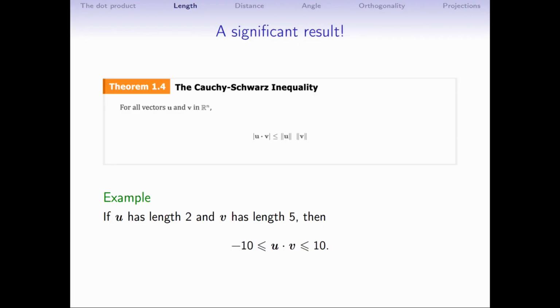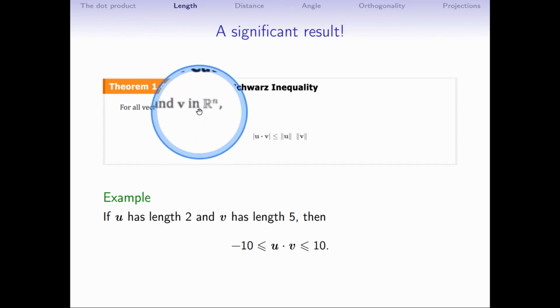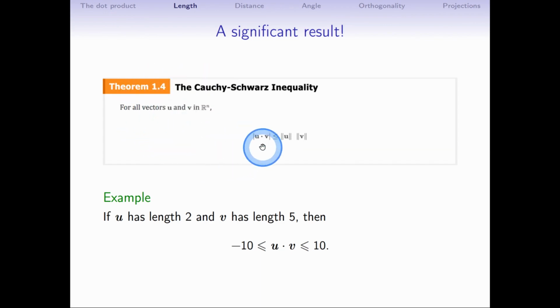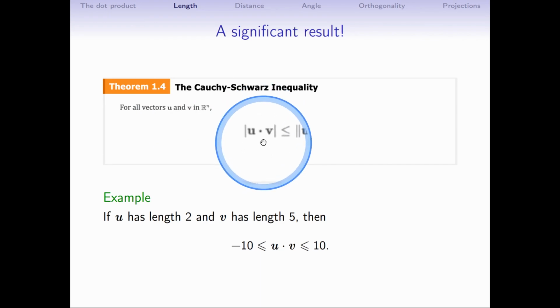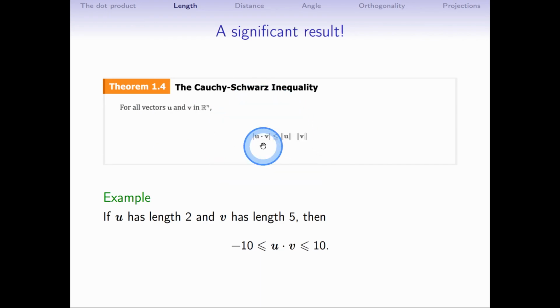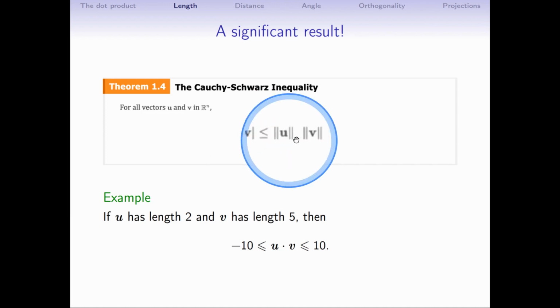Now our next result is one of the most celebrated results in mathematics, and you'll see it showing up in lots of different math courses that you could take. The vector form of the Cauchy-Schwarz inequality looks like this. It says, for all vectors u and v in n-dimensional space, the dot product of u and v in absolute value cannot be bigger than, in other words, it'll always be less than or equal to, the product of the lengths of the two vectors.